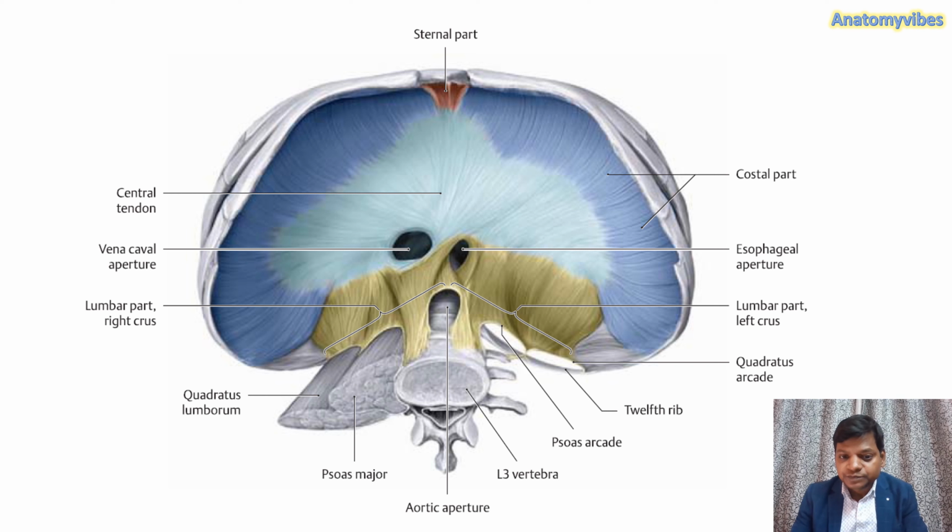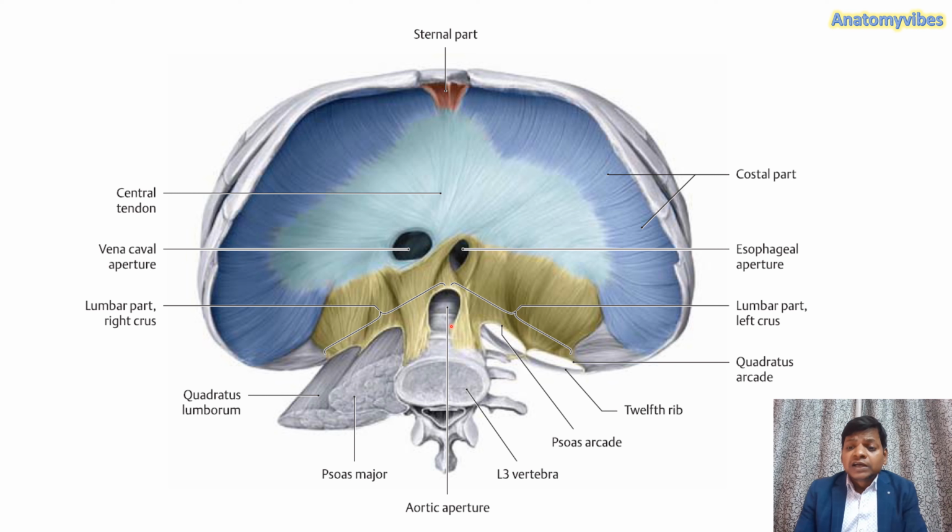Moving further, in this picture you can visualize all the arcuate ligaments and the crus of the diaphragm. On the right side, this is the crus taking origin from L1, L2 and L3 lumbar vertebra along with the intervertebral disc, and finally going to the central tendon. This is the right crus of the diaphragm. This is the left crus of the diaphragm, only from L1, L2 along with the intervertebral disc.